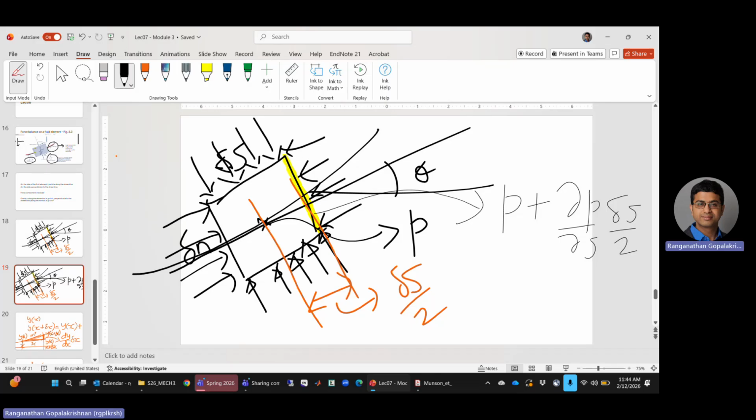Everybody is now seeing this. Everybody agrees with me that the pressure at a little distance down the road is the pressure at the point of interest where you know it, plus the pressure gradient times the distance. So quickly tell me, what will be the pressure at the other face? If the pressure here is the partial derivative of P with respect to S times delta S by 2, what will be the pressure at this end?